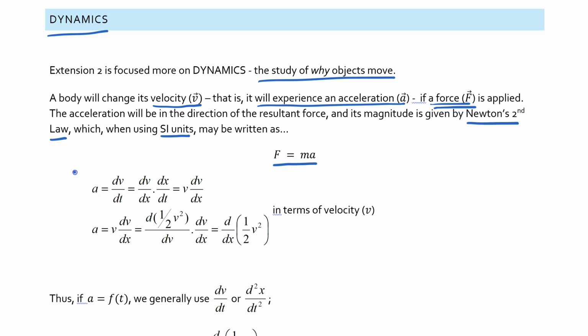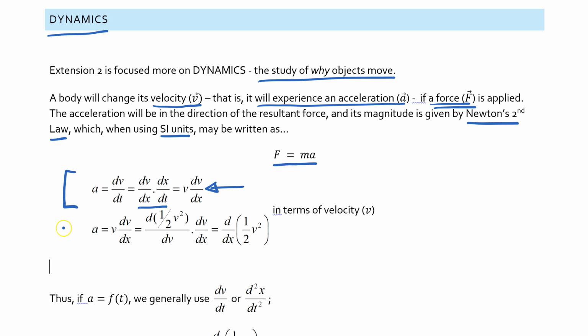So we've already seen that acceleration is dv dt, or v dot, or x double dot if you like. And dv dt we know we can write by the chain rule as dv dx times dx dt, which gave us another way of writing acceleration as v dv dx.